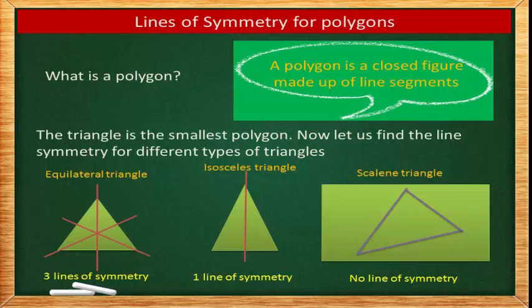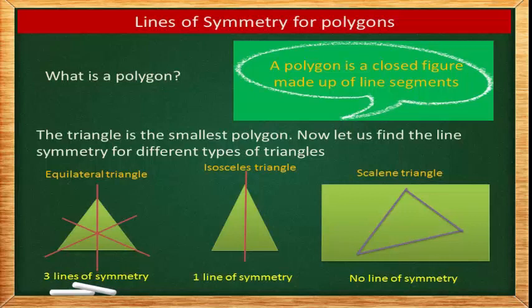First we'll study about the equilateral triangle. What is an equilateral triangle? Yes, a triangle which has all the sides equal is called an equilateral triangle. Now how many lines of symmetry are there? Yes, there are three lines of symmetry for an equilateral triangle.